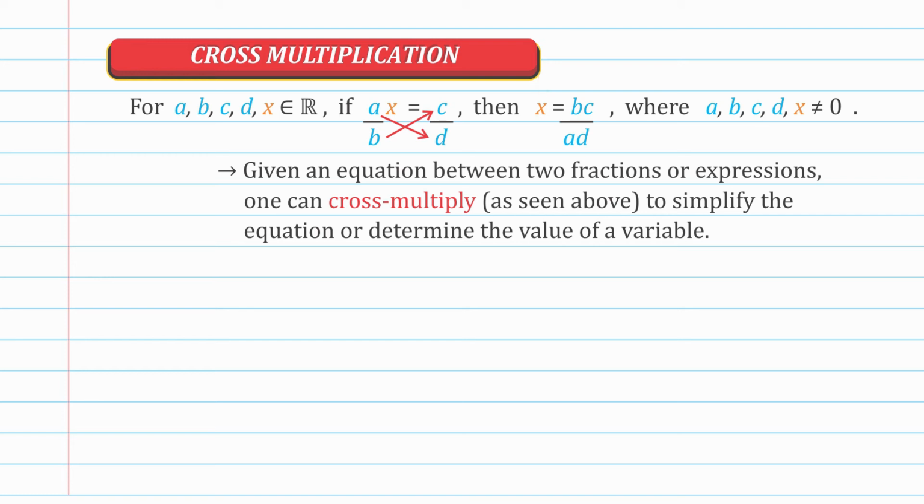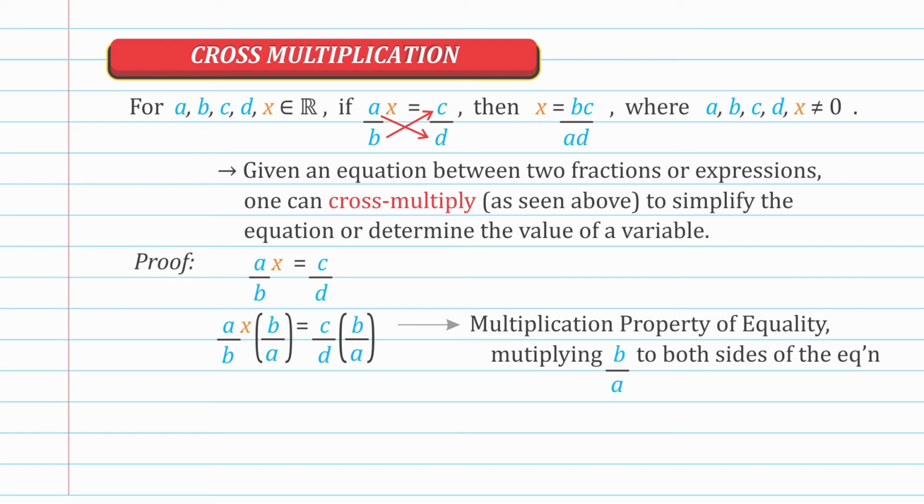Now, let's see how we derive that. Let me copy the equation above, where we have a fraction on the left, a over b, times x equals a fraction on the right, c over d. Now, if we want to isolate x, a over b is sort of your numerical coefficient. Remember, when we want to cancel using the law of cancellation for multiplication, we multiply that with the reciprocal of a over b, which is b over a. You do that to the left side, you also do that to the right using multiplication property.